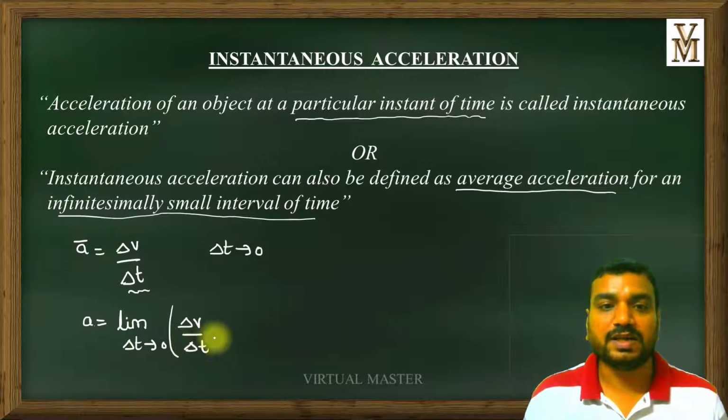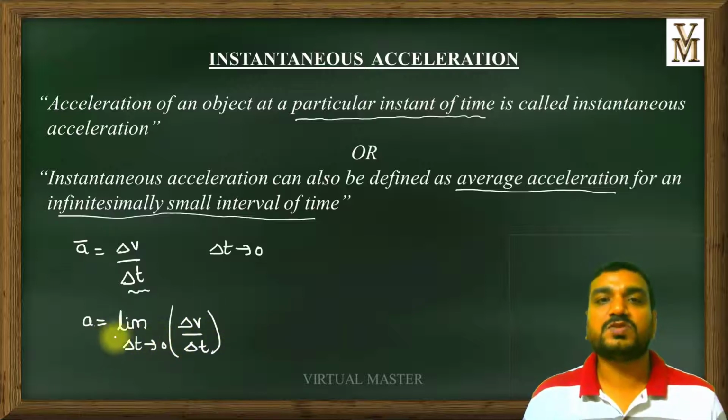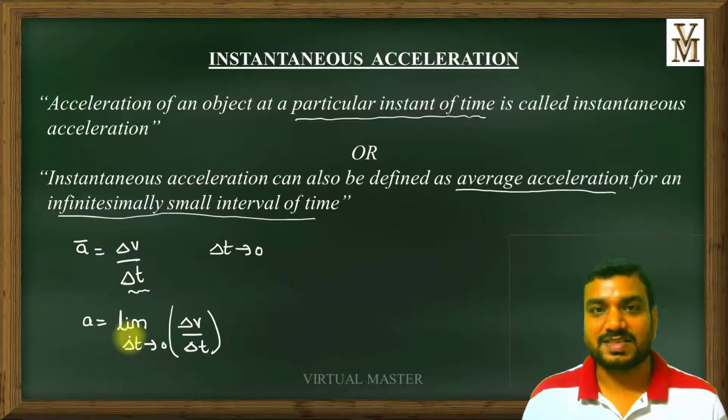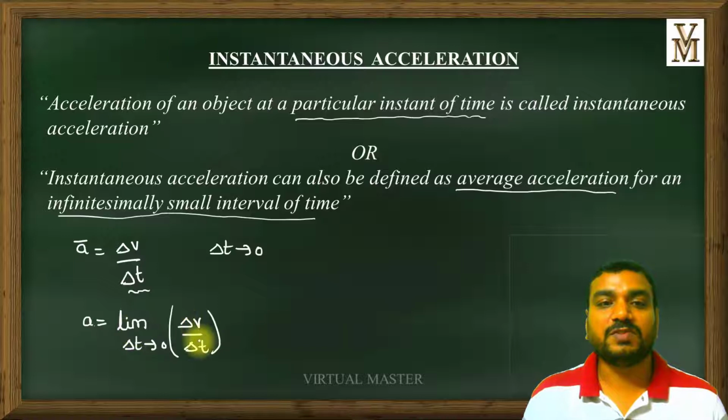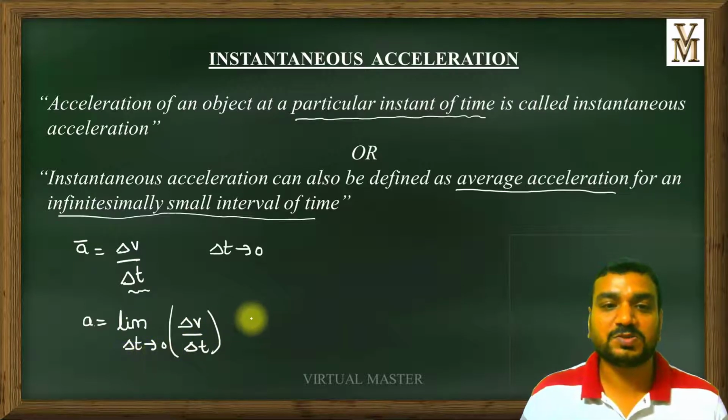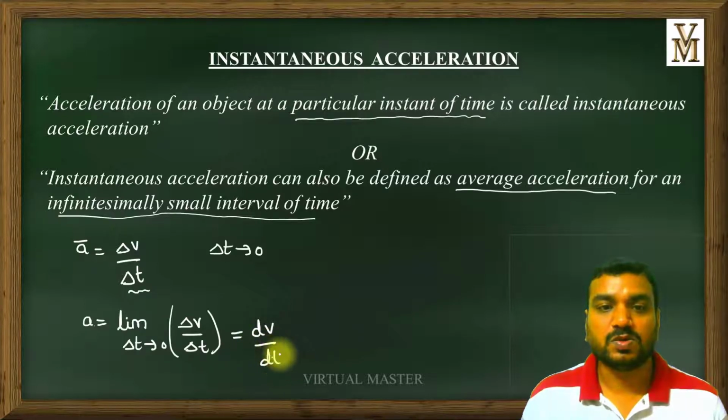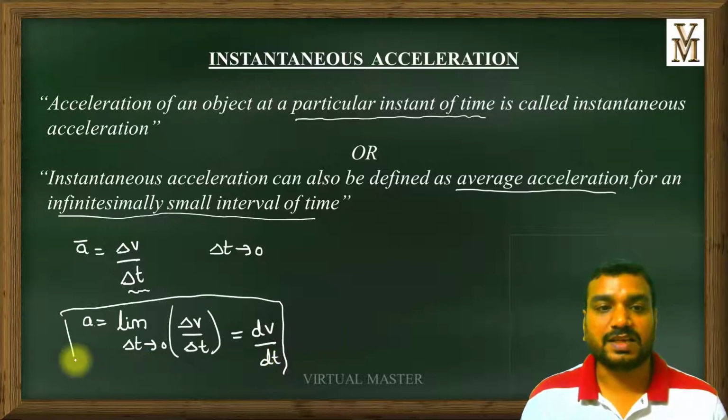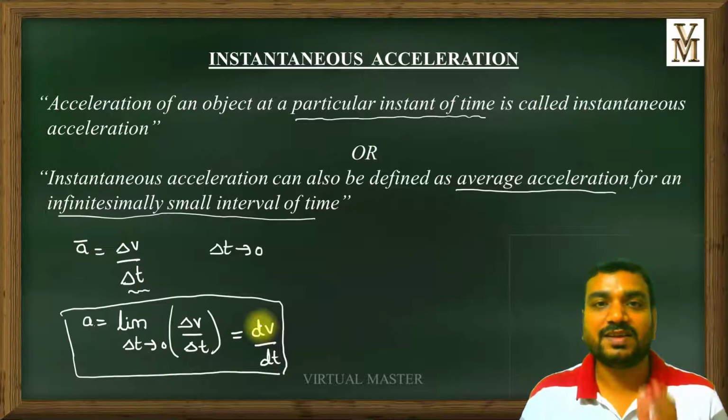Delta v divided by delta t. Okay, this gives the instantaneous acceleration. Now we know that in mathematics, the limit of delta v by delta t as delta t tends to 0 can be written as dv by dt. So this is the formula for instantaneous acceleration, that is, instantaneous acceleration a will be equal to dv by dt. I hope everyone has understood the instantaneous acceleration of the object.